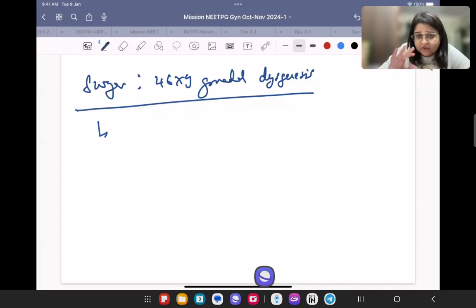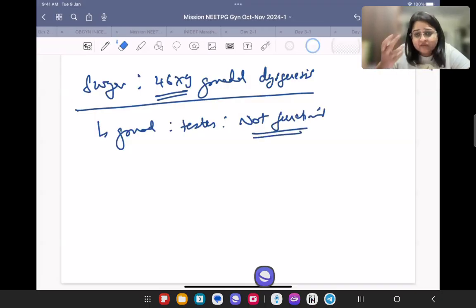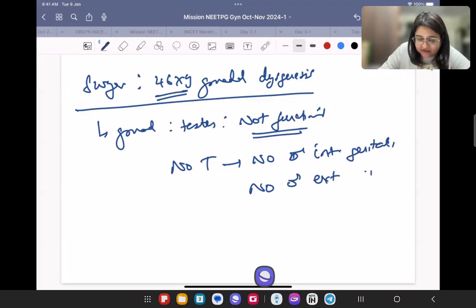In Swyer syndrome, in 46XY gonadal dysgenesis, you have an individual who is 46XY, but the gonad is the testes, and it is not functional. It is dysgenetic. Dysgenetic means it is not working. Okay? The testes are not working. That means there is no testosterone. That means there is no male internal genitalia because there is no testosterone. Also, there is no male external genitalia.